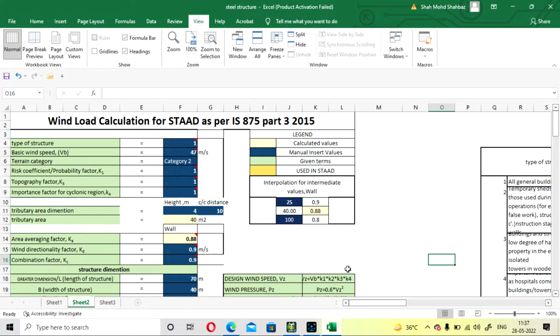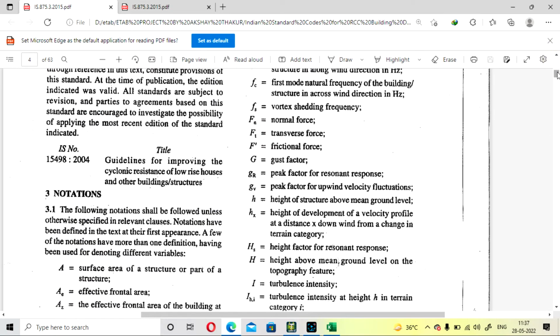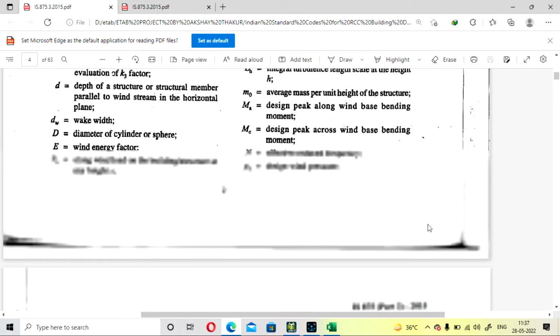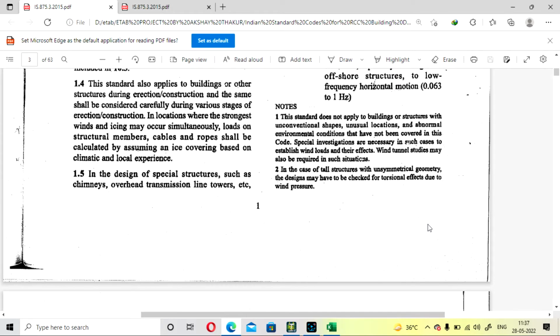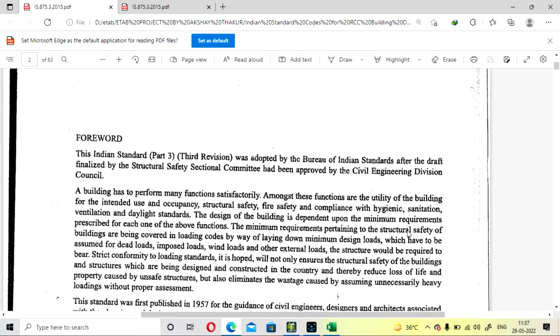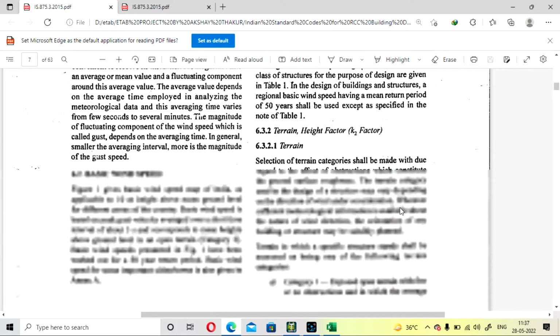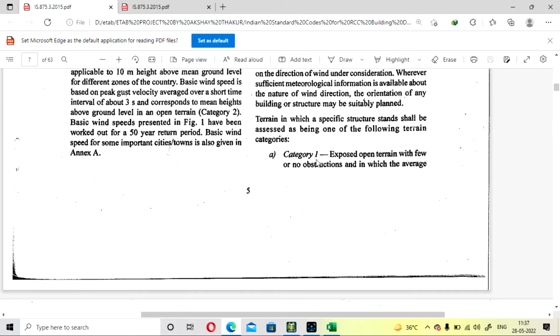Terrain category. So you have to find our terrain category. These are the 4 types of terrain category, that is category 1, category 2, category 3, category 4. So here what you have to do. Our structure is coming under a category where scattered obstruction will be present. So 4 categories were there. You can check out all the 4 categories if you want. I will show you here on page number 5. See here. So category 1 is exposed open terrain with few or no obstruction.